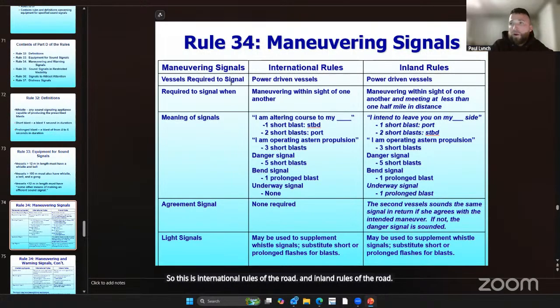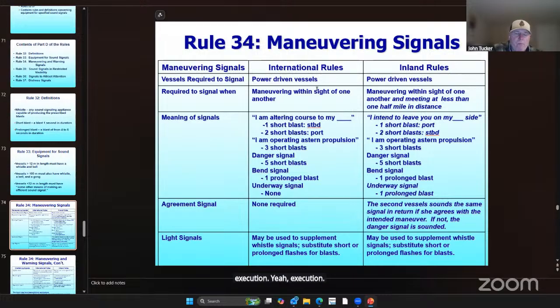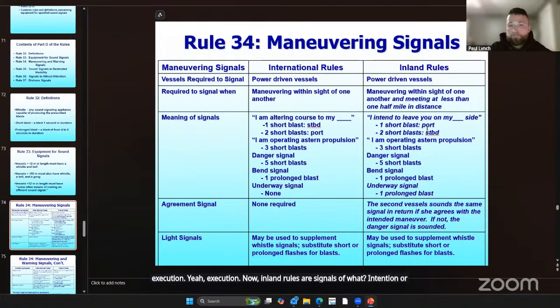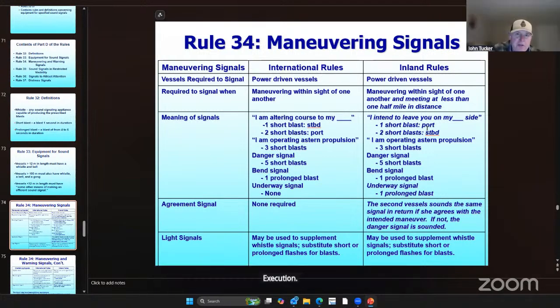And vessels required, so power-driven vessels required to signal when maneuvering within sight of one another, international, and inland, and meeting less than 1/2 mile in distance. So, international rules, are those signals of execution or intention? Execution. Yeah, execution. Now, inland rules are signals of what? Intention or execution? Intention, you're asking permission. Exactly.